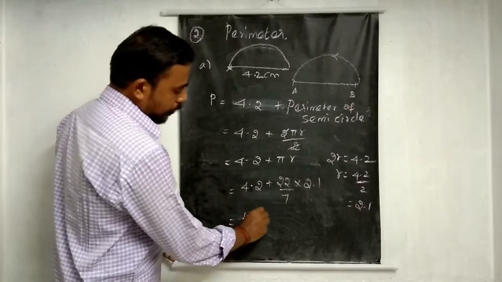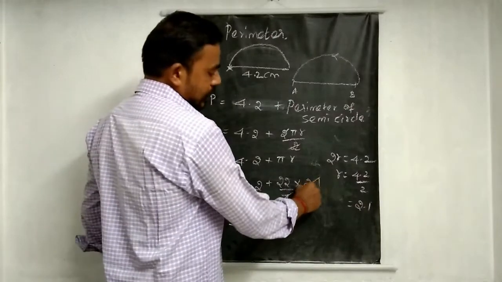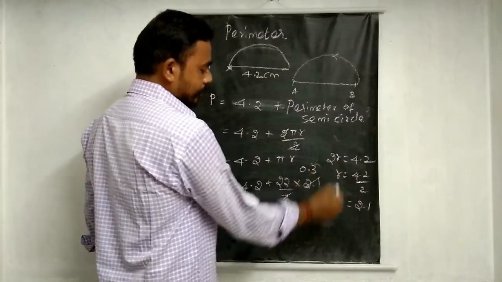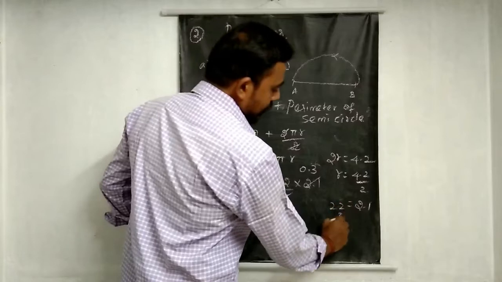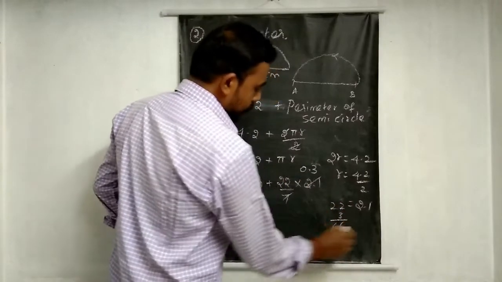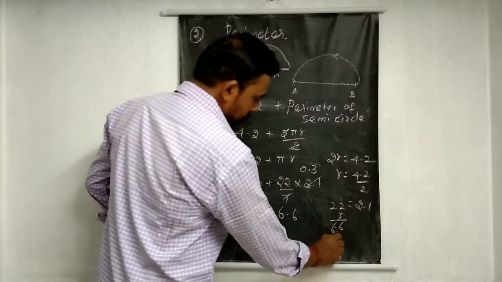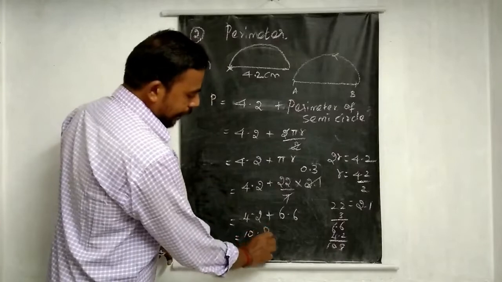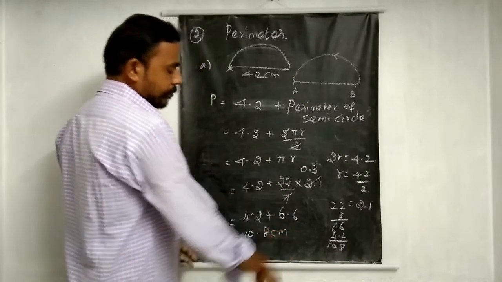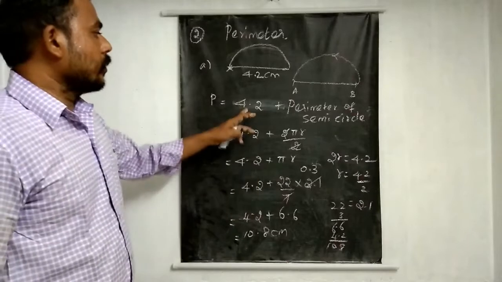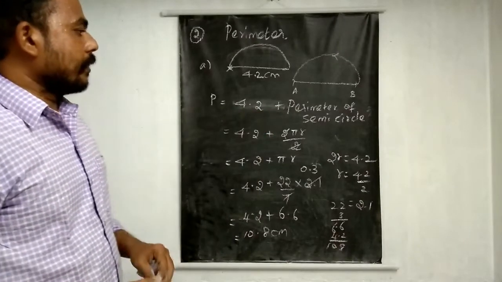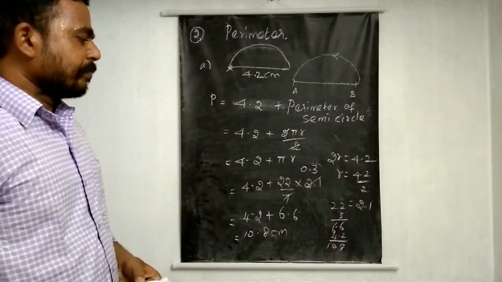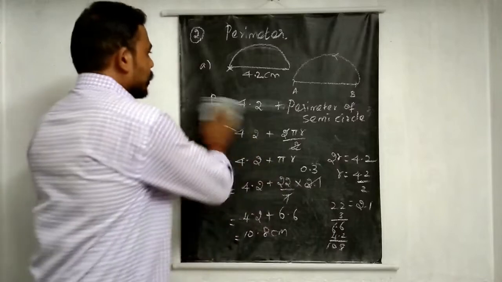So 4.2 plus, 7 you can cancel. 7 3s are 21, one decimal, 0.3. So 22 into 3 is 66, one decimal, so 6.6. So 4.2 plus 6.6 is 10.8. This is in centimeter. So 4.2 plus perimeter of semicircle pi r, 22 divided by 7, r value here 2.1. Use this.